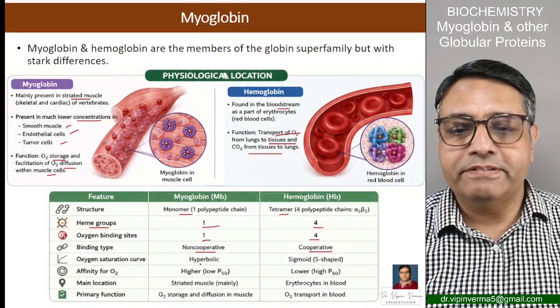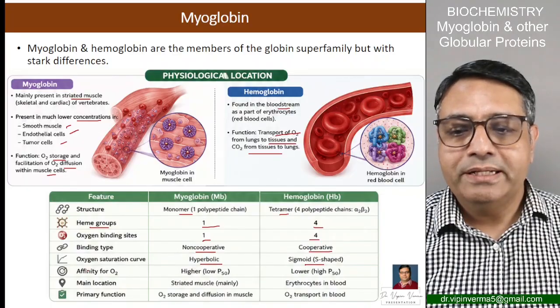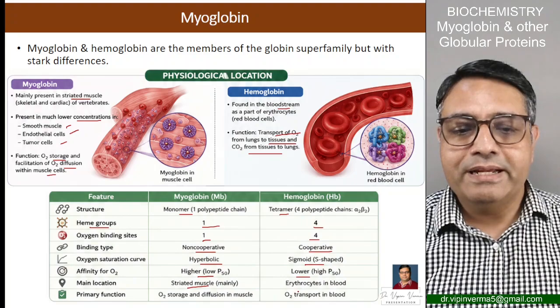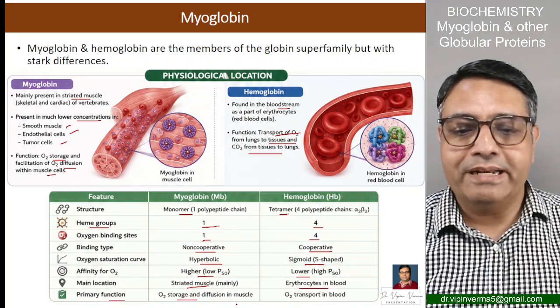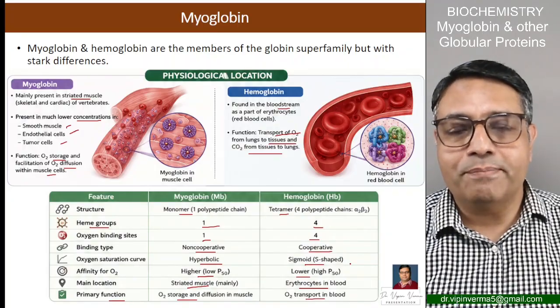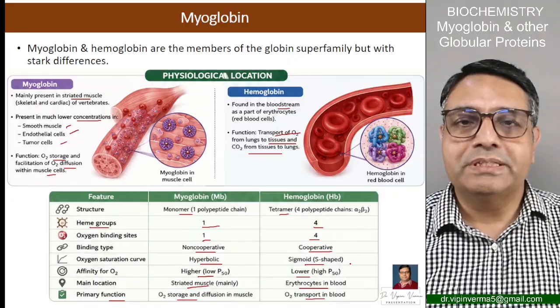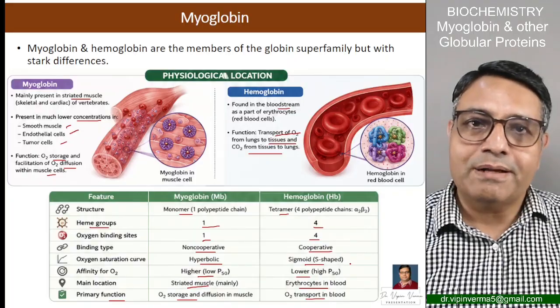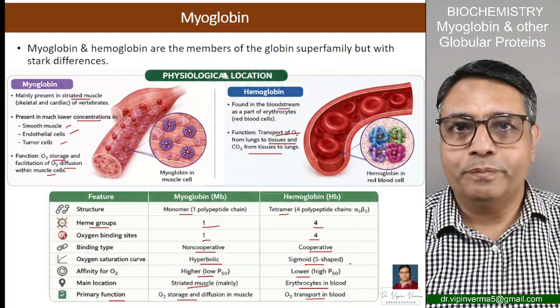Oxygen saturation curve is hyperbolic, here it is sigmoid. Affinity for oxygen is higher, here it is lower. Main location is striated muscles, here it is in erythrocytes, and the primary function is oxygen storage and diffusion, while here it is oxygen transport in blood. And this is a very good comparison because sometimes such kind of questions are asked in the examinations and you have the ready reckoner with you.